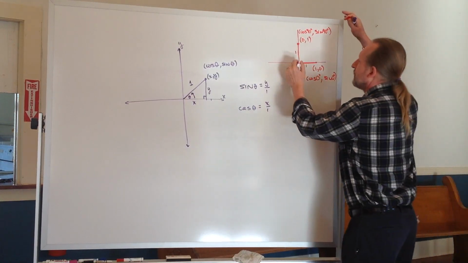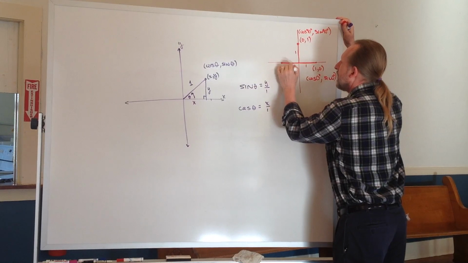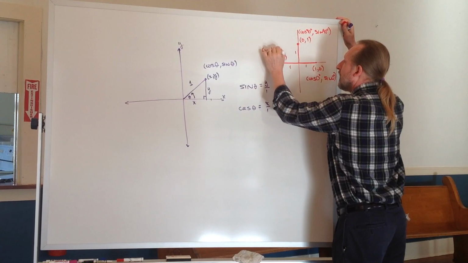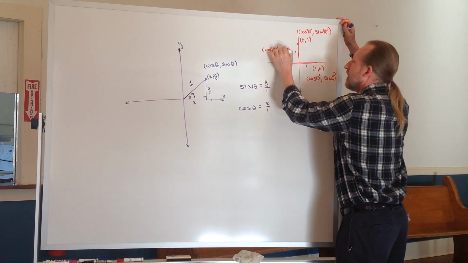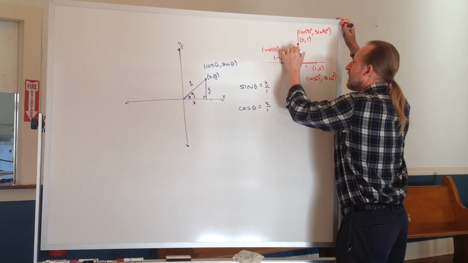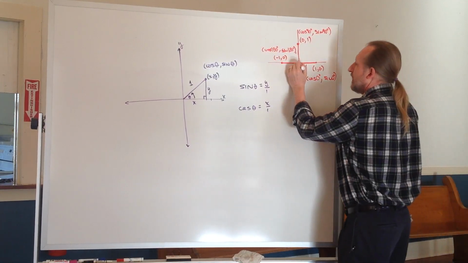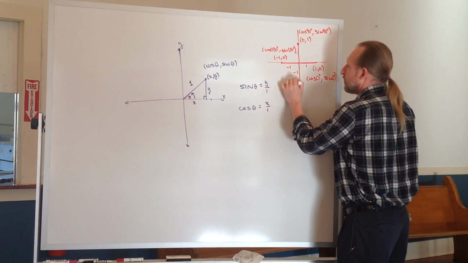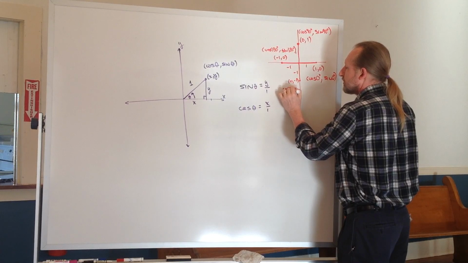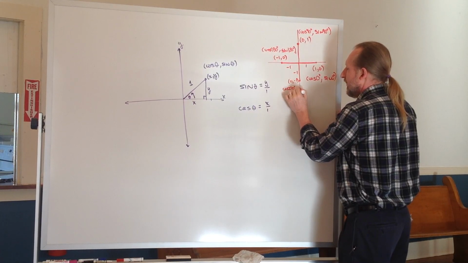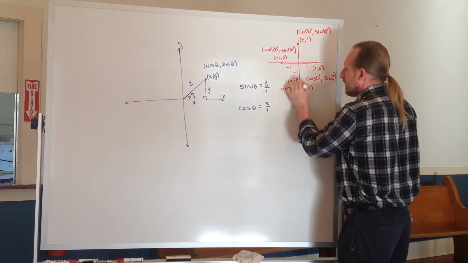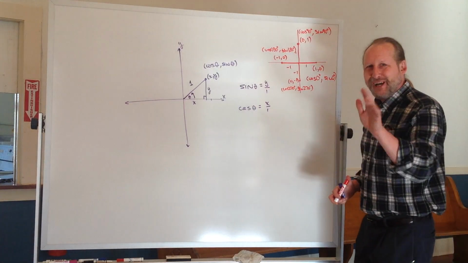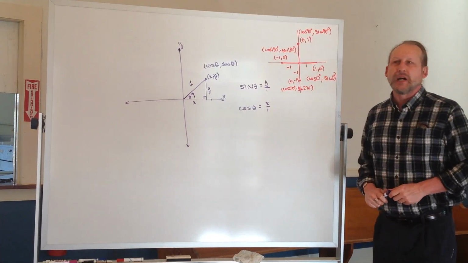And then I'll finish this off by going over to 180 degrees. This is the point negative 1, 0. So cosine of 180 degrees is negative 1, and the sine of 180 degrees is 0. And then down here, this distance is also negative 1. This is the point 0, negative 1. So cosine 270 is 0, and the sine of 270 is equal to negative 1. You can get these values on your calculator, but this is where they're coming from.